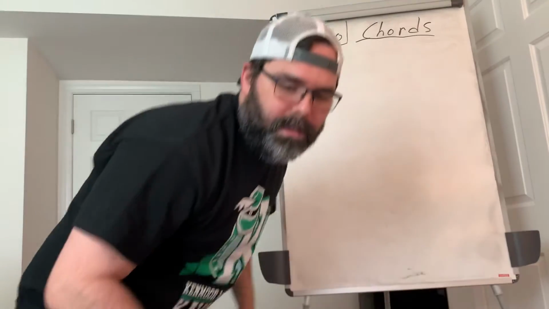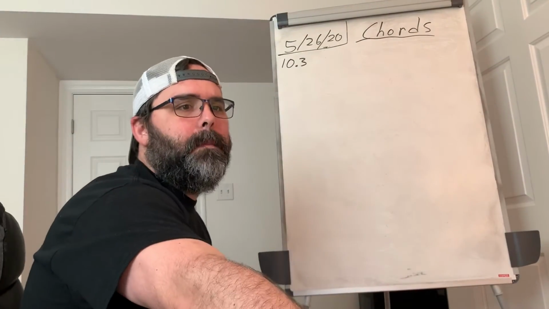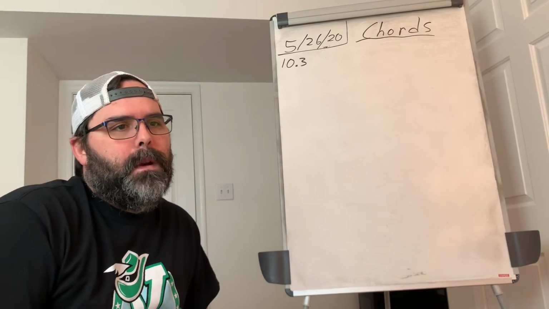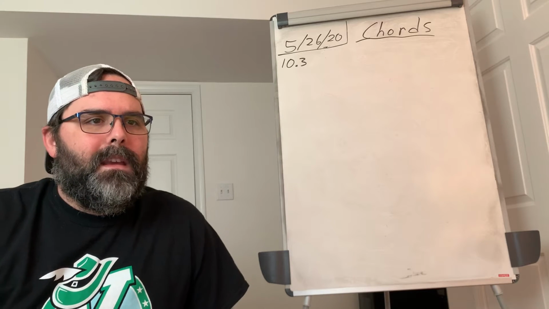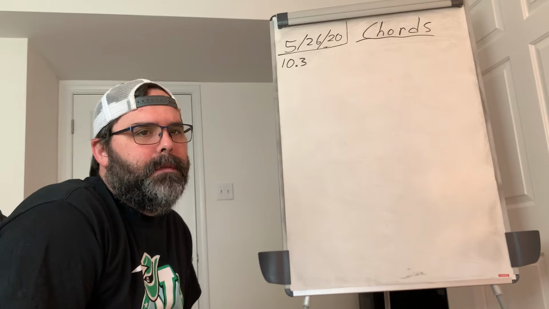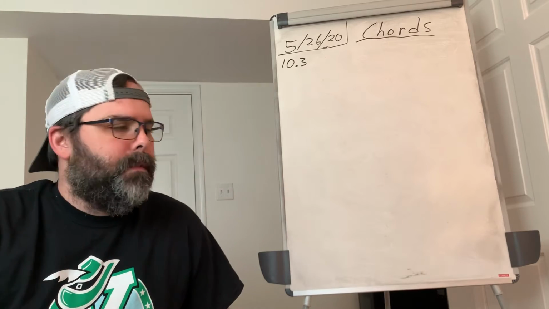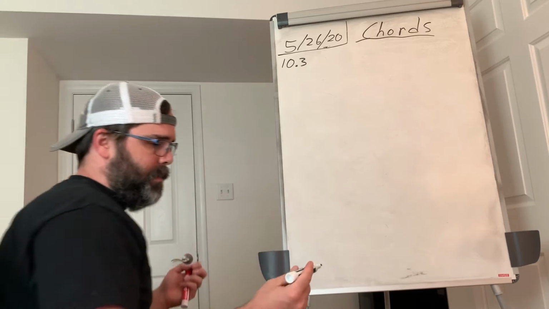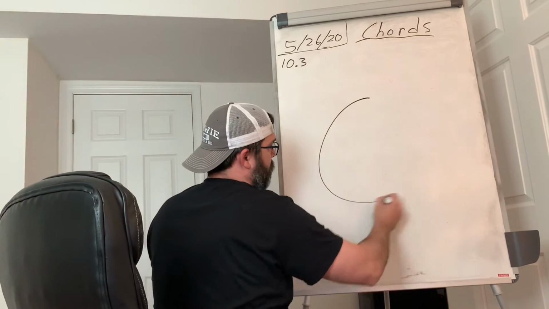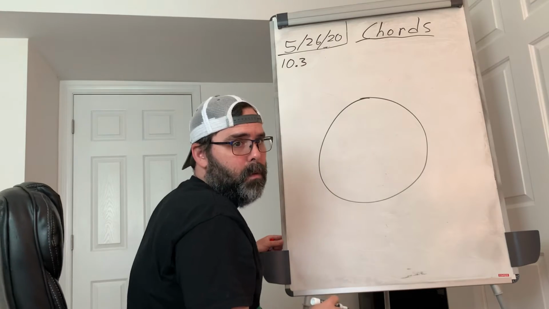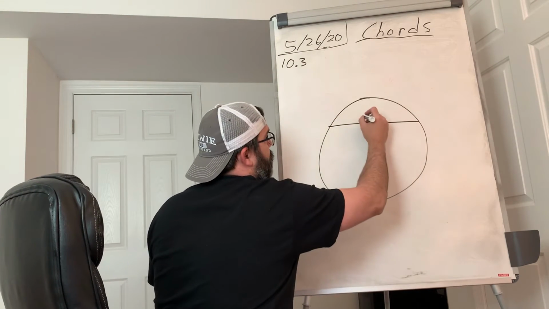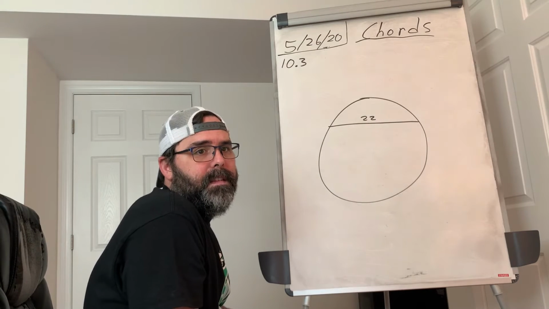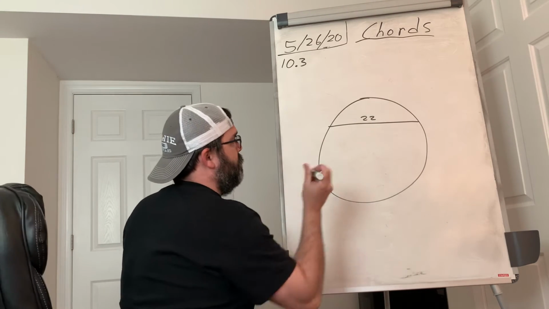I'm not going to write the question down because it's going to take a lot of time, but I will read it out loud. Question 9 says, a chord is 22 centimeters long. It is 60 centimeters from the center of the circle. What is the radius of the circle? All right, so whenever you have a word problem with chords, draw a sketch. We got a circle, and it says a chord is 22 centimeters long. It is 60 centimeters from the center of the circle.